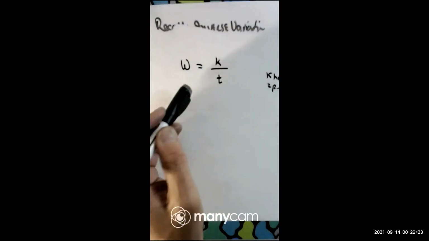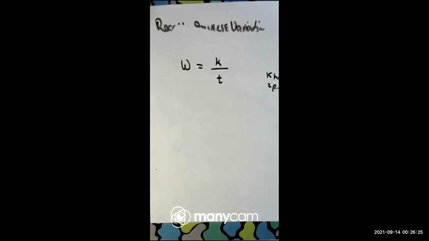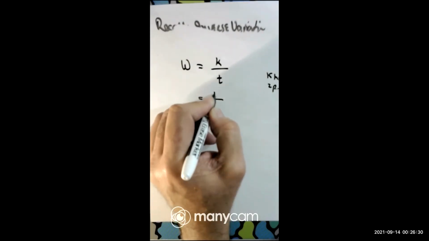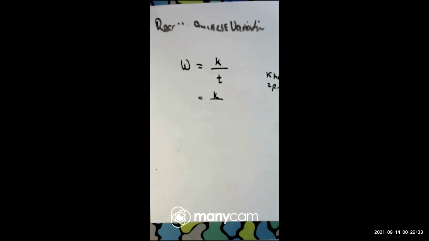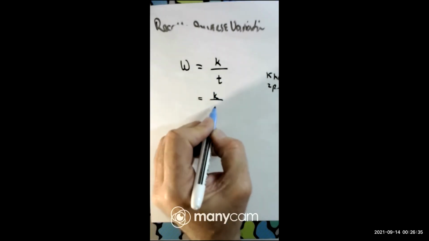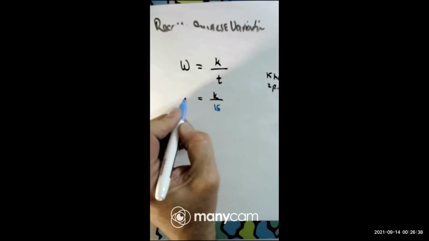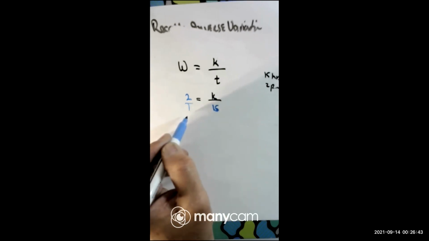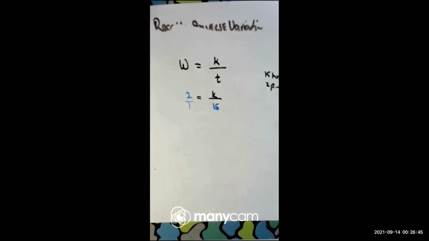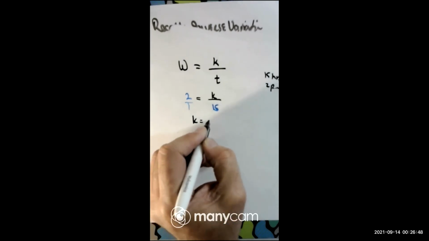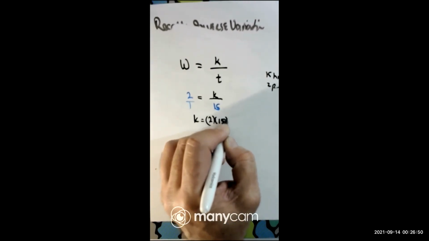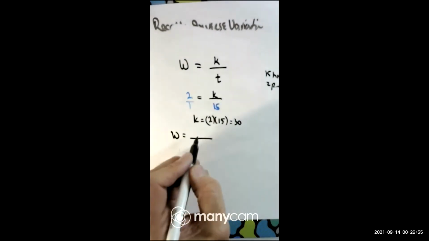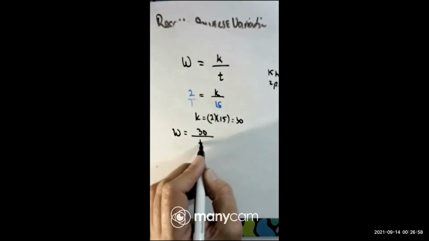So this is what we have. Workers equals K over T. So we need to look for the information they give us. What do we know? We know that it takes 15 hours, so of course hours will be time, when we have 2 workers working. 2 over 1, cross multiply: 1 times K is K, 2 times 15 will be 30. So K equals 2 times 15, which is of course 30. So what is my formula? W equals K, that we just found, 30 over T.